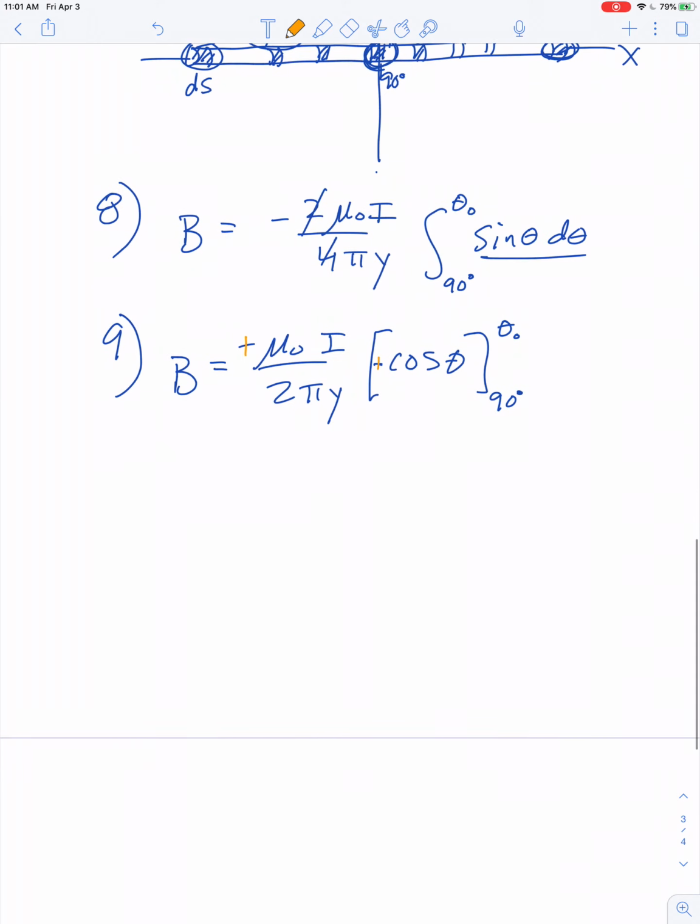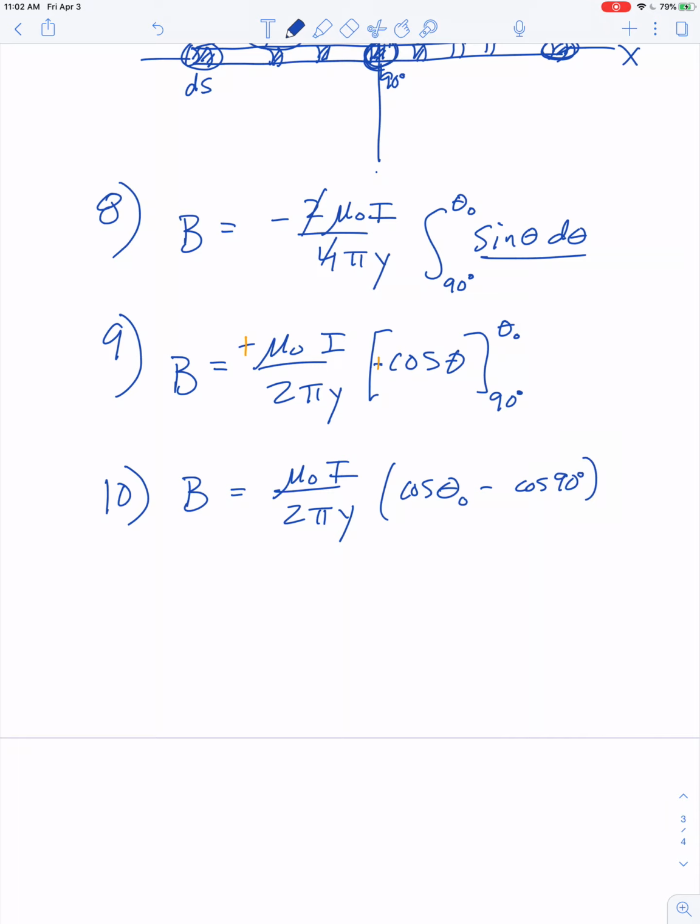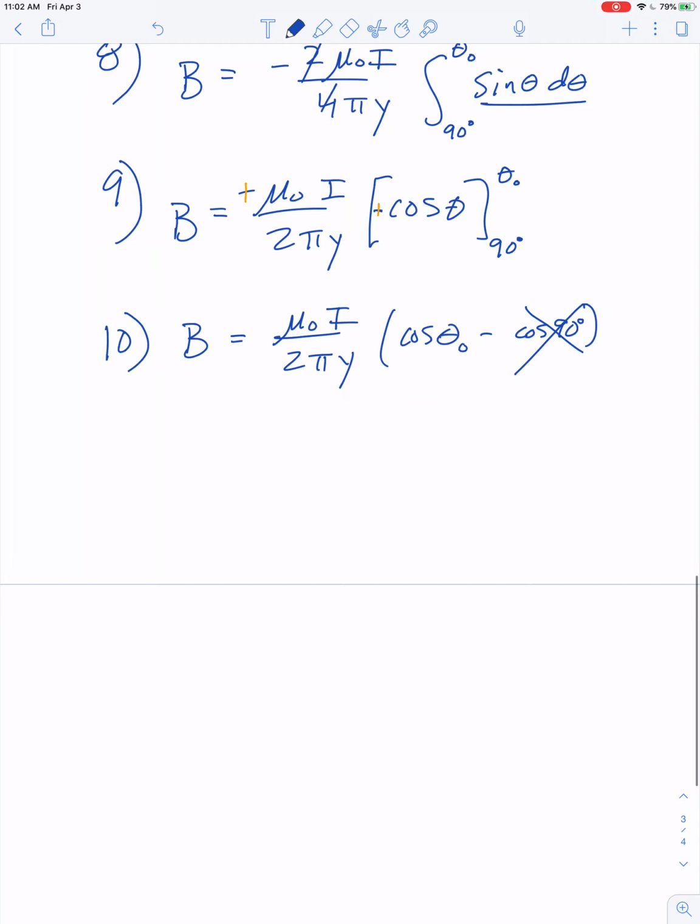So I really just have my final result. The magnetic field at that point is equal to mu naught I over 2 pi y times cosine theta naught minus cosine of 90 degrees, but the cosine of 90 degrees is 0. So final result, here we go. That took a few steps, didn't it? It's mu naught I over 2 pi y times cosine theta naught.